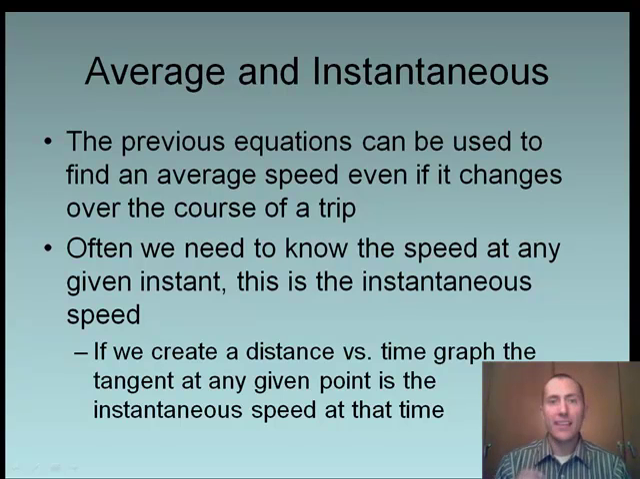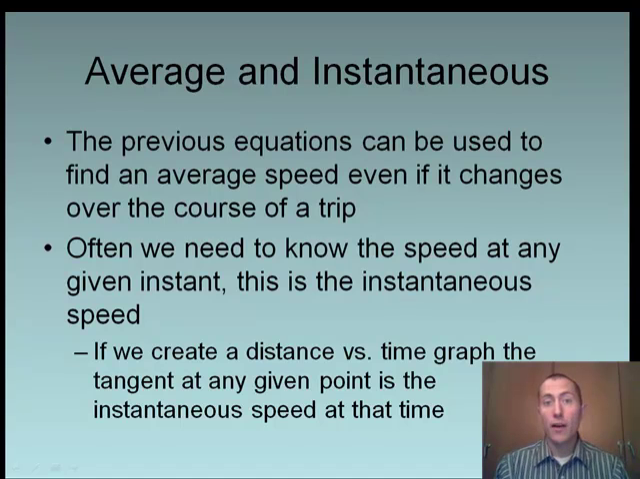So even if we have a speed that's changing over time, you think about traveling on the interstate, you're not always traveling the speed limit. If there's traffic, you're slowing down, you're speeding up. But over the period of that trip, you might make a 60-mile trip in 1 hour. So your average speed is 60 miles per hour. That doesn't mean that you were going 60 miles an hour the entire time.